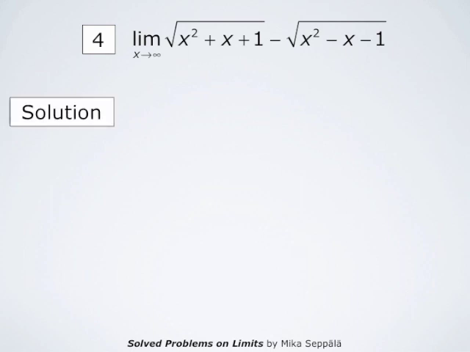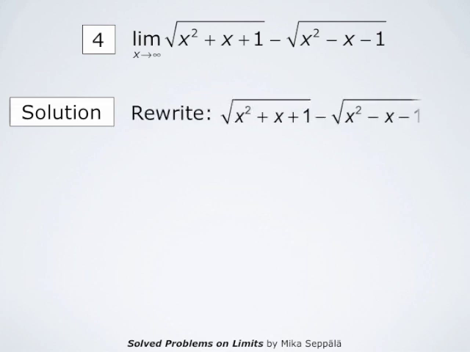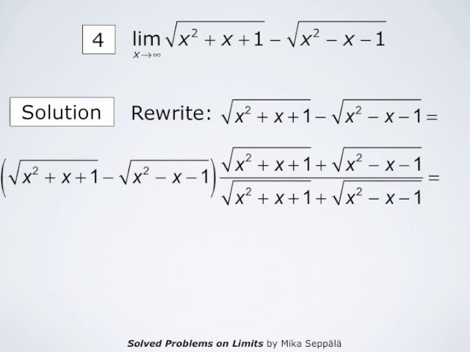And the rewriting is, in this type of situation, always that we multiply and divide the original expression, which is a difference of square roots, by the sum of the square roots. So the square root of x squared plus x plus 1 minus the square root of x squared minus x minus 1 becomes the difference of the square roots times the sum of the square roots, divided by the sum of the square roots. The expression now looks rather long and maybe somewhat complicated.